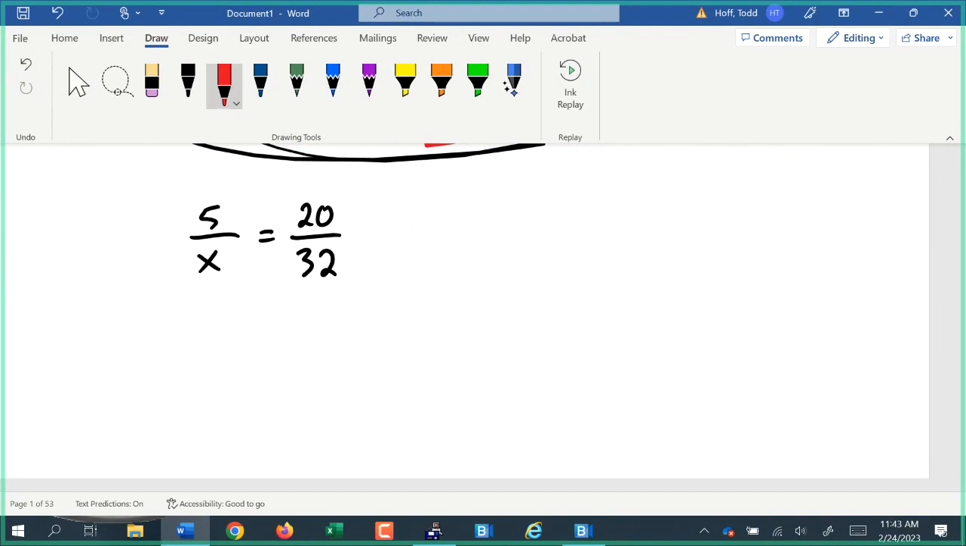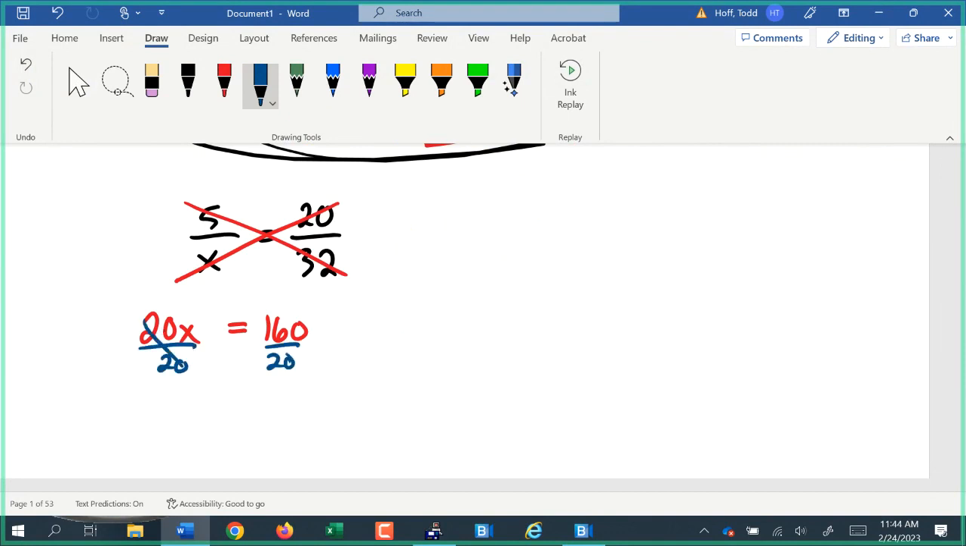And here we could cross multiply and divide, but let's go ahead and do the longer process. The longer process is to cross multiply and set the cross products equal to each other. So in this direction, we have x times 20 or 20x. That has to equal the other cross product. In this direction, 5 times 32, which is 160. Then we solve for x by dividing by 20.